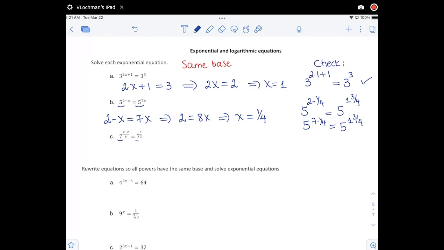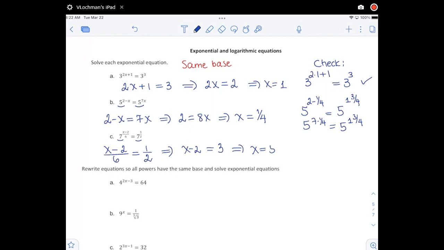Here I have base 7. Okay, so I set my exponents equal to each other. Okay, we can clear our fractions here by multiplying everything by 6. So we get x minus 2 on the left, and on the right we get 3. So the final answer is x is equal to 5.